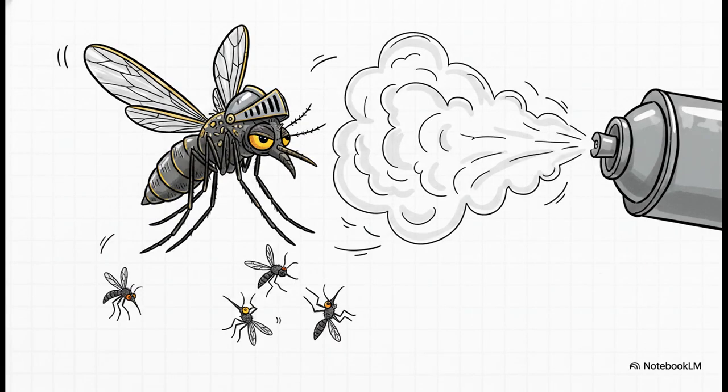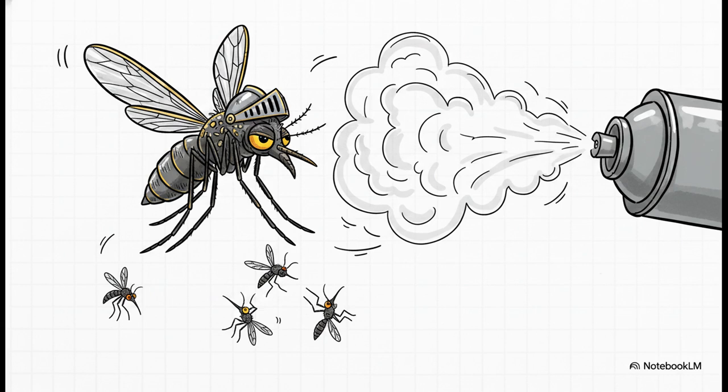Of course, nature always fights back, right? A huge complication in vector control is chemical resistance. If we repeatedly spray an area with an insecticide, like DDT, the handful of mosquitoes that just happen to possess a natural genetic resistance are going to survive. They then reproduce, passing that specific resistance right along to their offspring. Over time, you end up breeding a superpopulation of mosquitoes that completely shrug off the chemicals that used to kill them. It is literally a constant, ongoing evolutionary arms race.